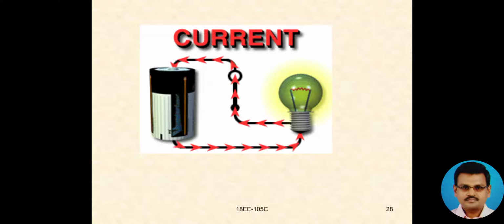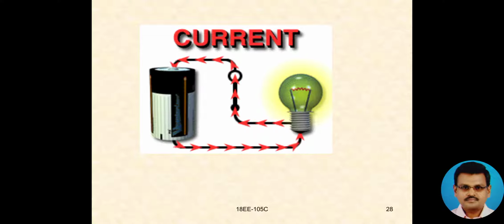In this figure you can see there is one battery and there is a lamp. The lamp is connected to the battery with two wires or two conductors. In between, one switch is connected. When the switch is open, then there is no light. The light will not glow. When the switch is closed, then the electrons start flowing, hence there is a current. As a result, the bulb starts glowing.